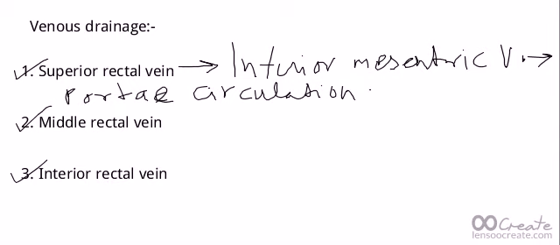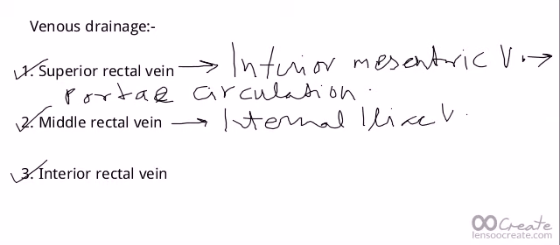The middle rectal artery was a branch of internal iliac artery, and the middle rectal vein drains into the internal iliac vein. And the inferior rectal artery is a branch of internal pudendal artery. So similarly here the inferior rectal vein drains into internal pudendal veins.